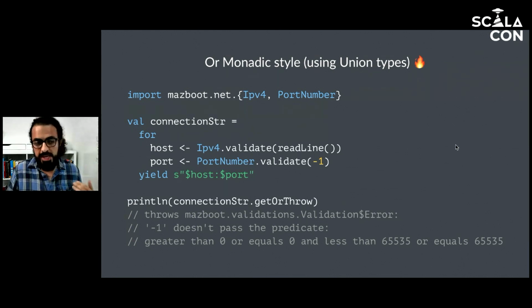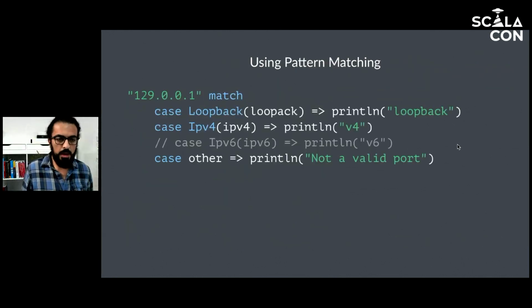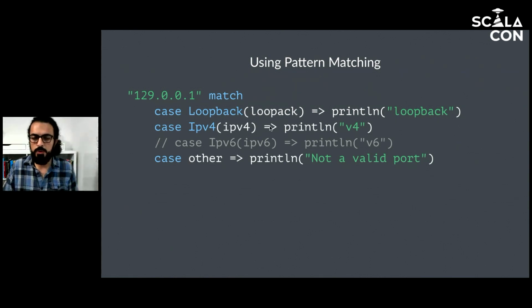You can also validate using pattern matching. This is useful if you have a string and you're not sure if it could be IPv4, loopback, or IPv6. You can use pattern matching to know which type it is: loopback here would be of type Loopback, this will be type IPv4, and so on.